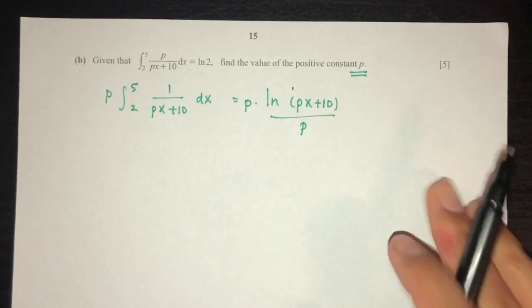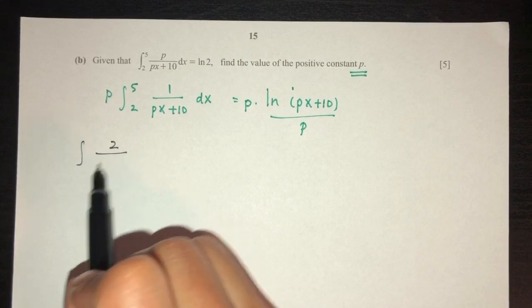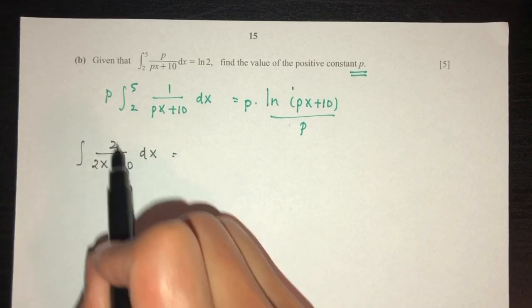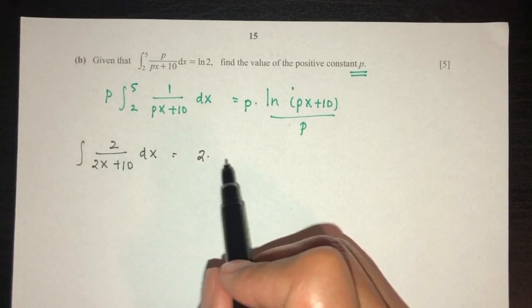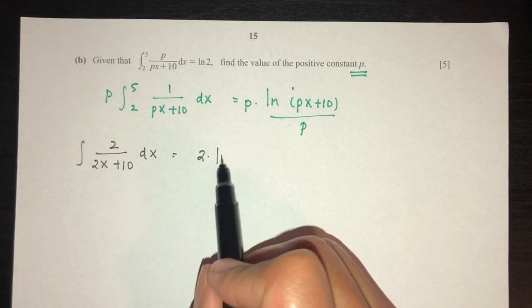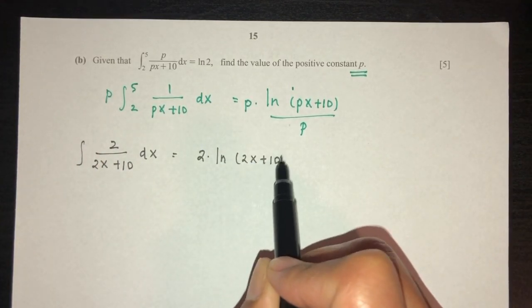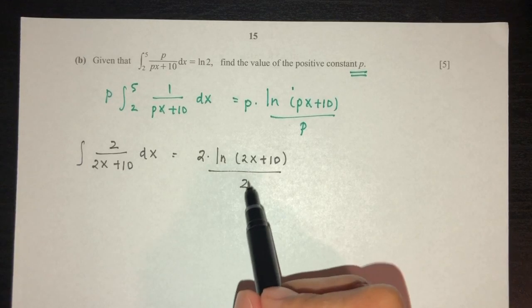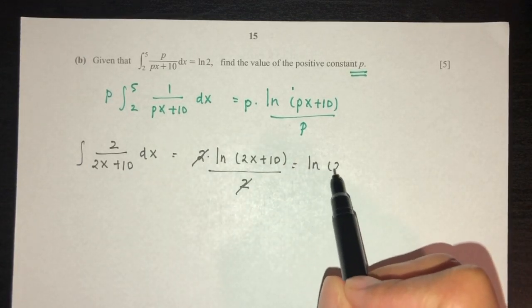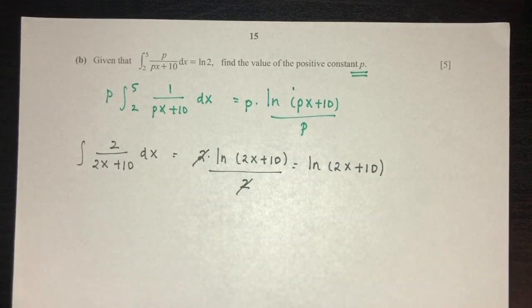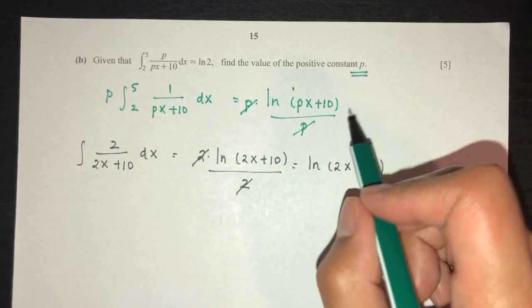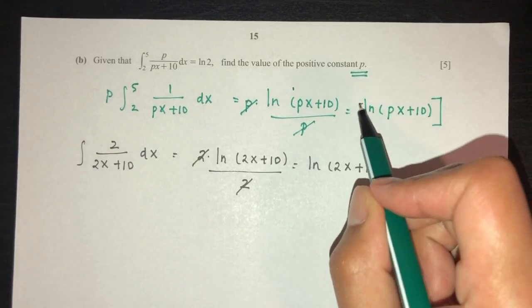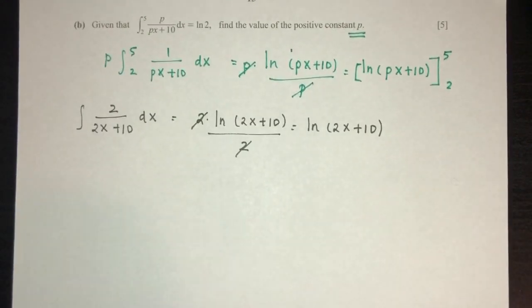Just to explain, how do you integrate something like, let's say, 2 over 2x plus 10? You would say, okay, 2 is just the multiple, I can leave 2 outside. Then I have to integrate this one, which has to be ln of 2x plus 10. Then I have to divide by the differentiation of the inside, which is 2. So these two will cancel out, and you will have ln 2x plus 10. In the same way, this will give you, after cancelling out, ln px plus 10 between the limits of 5 and 2. So let's solve that.